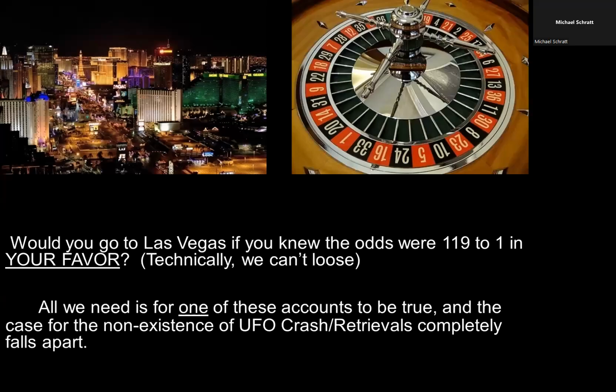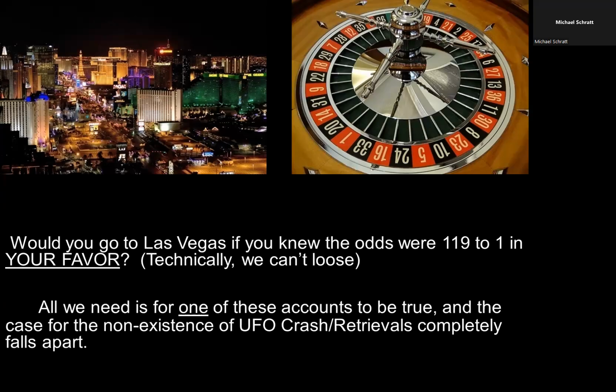Okay, so after looking at this book and the 65 3-ring binders, I had compiled 119 crash retrieval cases. So here's what we're going to look at. Would you go to Las Vegas if you knew the odds were 119 to 1 in your favor? You can't lose. All we need is for one of these accounts to be true, and the case for the non-existence of UFO crash retrieval completely falls apart.